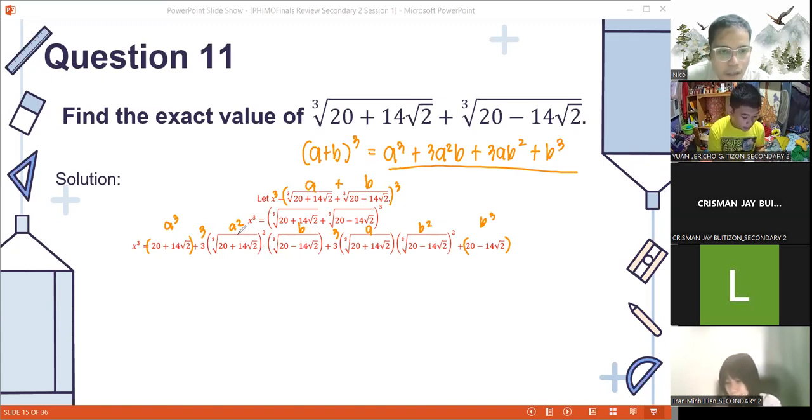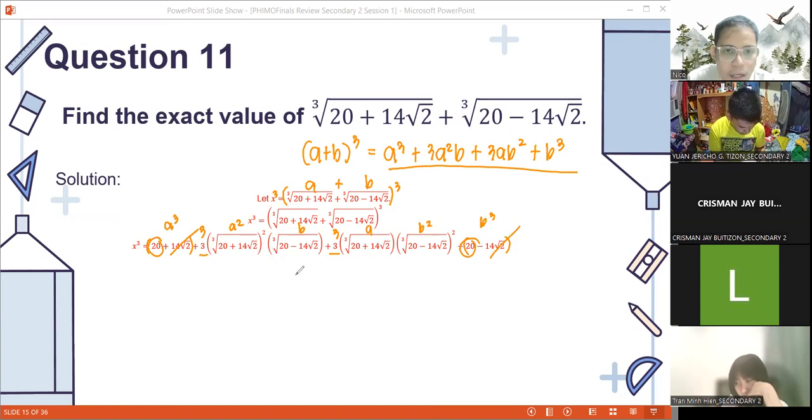So no need to change the value of a. It's going to be the cube root of 20 plus 14 square root of 2. If you want to square it, you just put a parenthesis and then you square it, right? Okay. The next thing that you do, what do you notice here? We can cancel this and cancel this. 20 plus 20 will be 40, right? And then you can factor out the value in here, right? You can try to factor them out because this is 3, then this is 3.